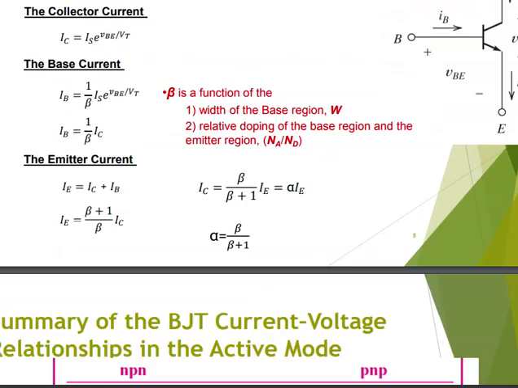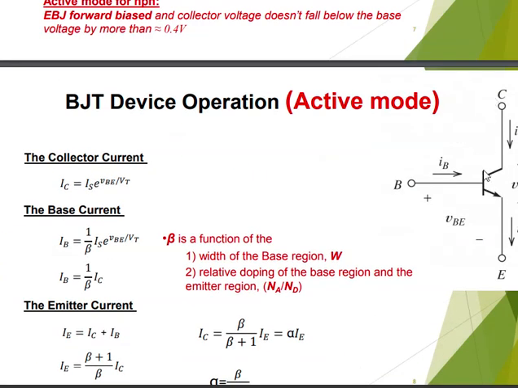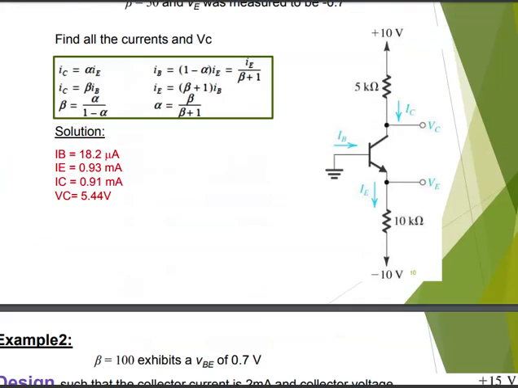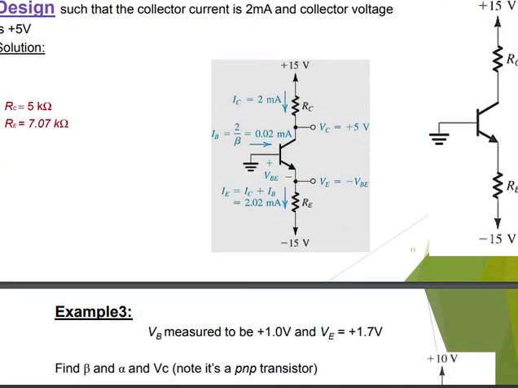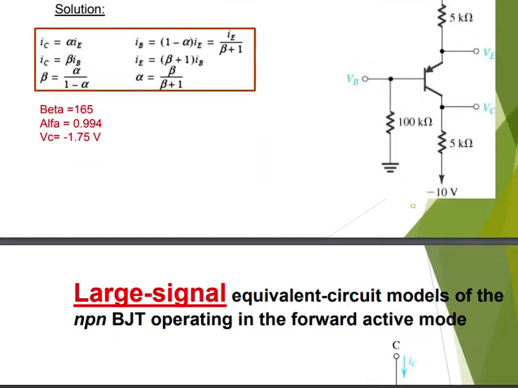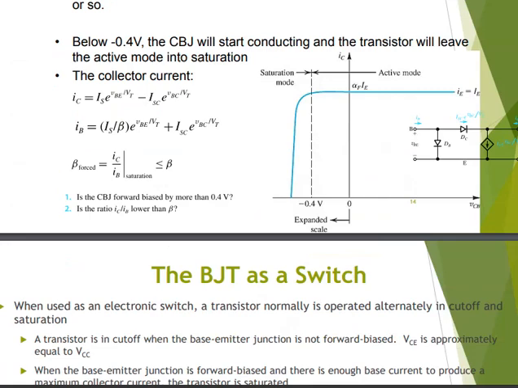We need to know that when we are analyzing a BJT, we are looking to find IC, the current in the collector, and also we are looking to find the VCE, the voltage between the collector and the emitter. And of course, some examples are solved for you. Make sure that you understand these examples very well.